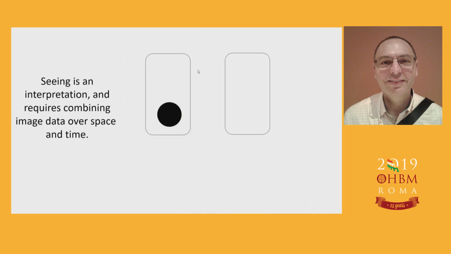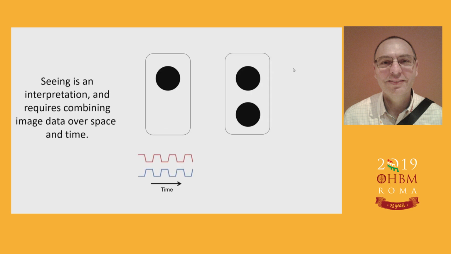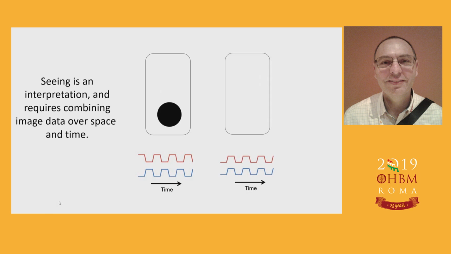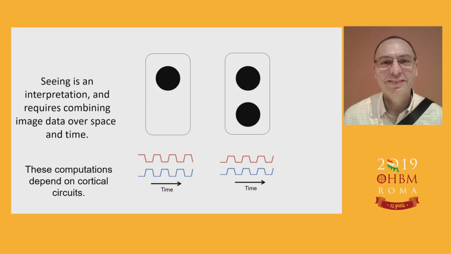Similarly, seeing depends on combining information over time. The display on the left probably looks like one dot moving back and forth. The one on the right looks like two flashing dots. They're the same spatial pattern, but they just differ in the temporal pattern. One is in synchrony, one is out of phase, one is in phase. And we presume that these computations, analyzing the image data, combining over space and time, depend on computations in cortical circuits distributed over many maps.